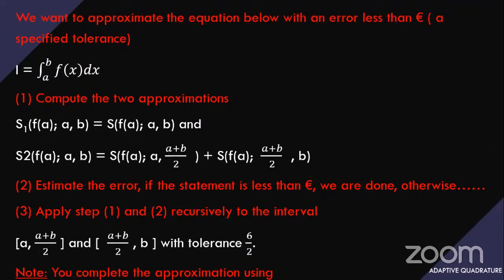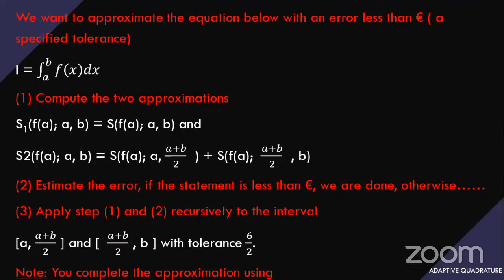It says that you compute two approximations. That means the first approximation, which is for the interval you were given from a to b. Now, after computing these values, you estimate the error. If the error is less than this specified tolerance, we are done. But if it is not less than it, that means you have to what? You have to get the subintervals, which are the subintervals I talked about, from 0 to 10 and then 10 to 20. So that's the same idea.